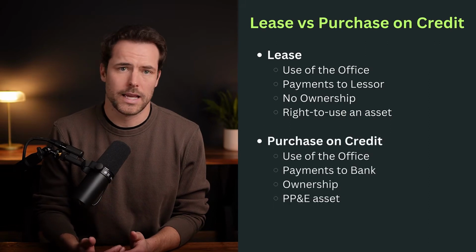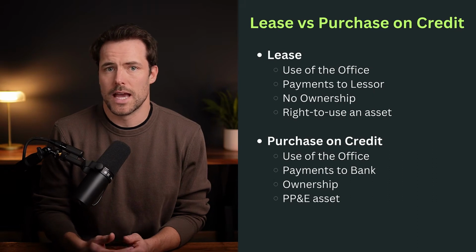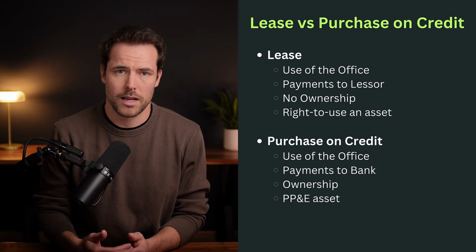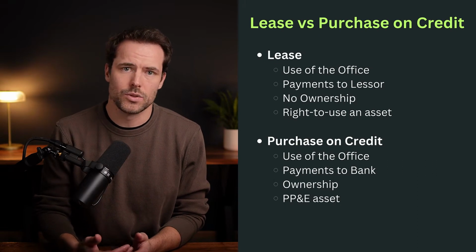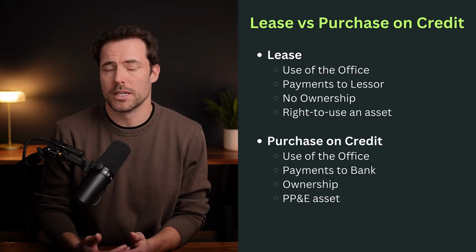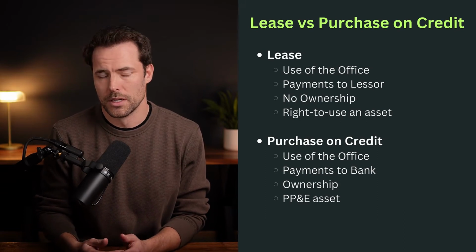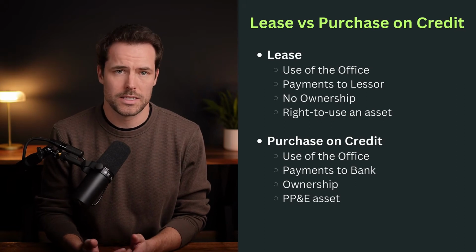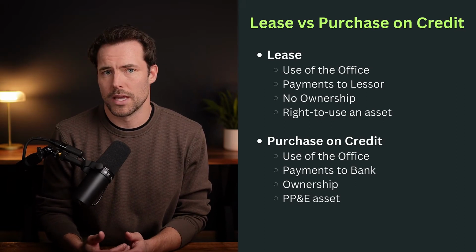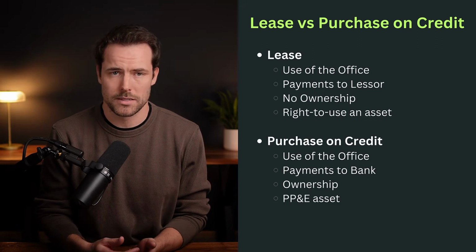You go to the bank, take out a mortgage, and purchase the office. You still have use of the asset, and you make regular periodic payments, only this time to the bank. We're not saying these two transactions are identical, because a lease gives you the right to use the asset rather than ownership. But from a big picture perspective, the economic substance is very similar. In both cases, you're making periodic payments for the ability to use the office space. And this leads us to the key point.